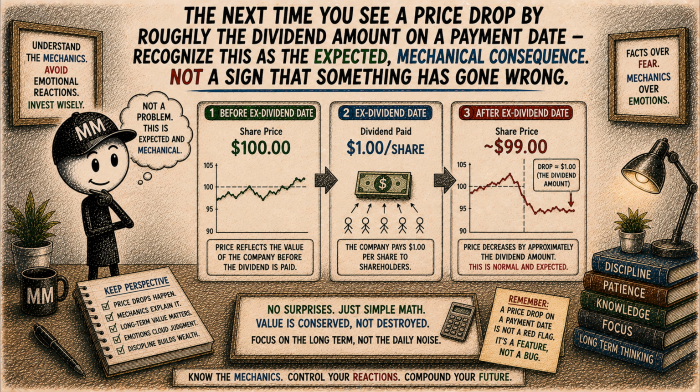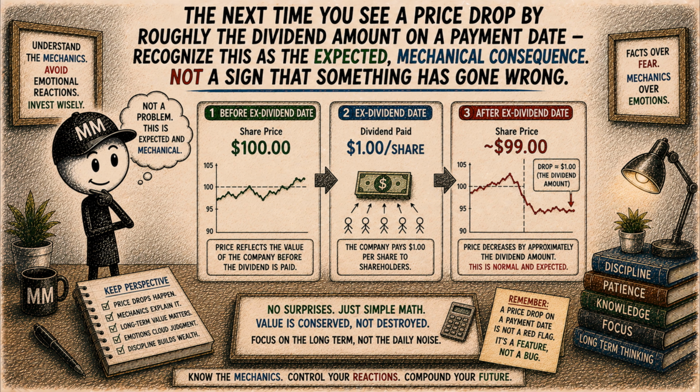Your action step. The next time you see a stock or ETF's price drop by roughly the amount of its dividend on a payment date, recognize this as the expected mechanical consequence of the payment, not a sign that something has gone wrong with the investment.